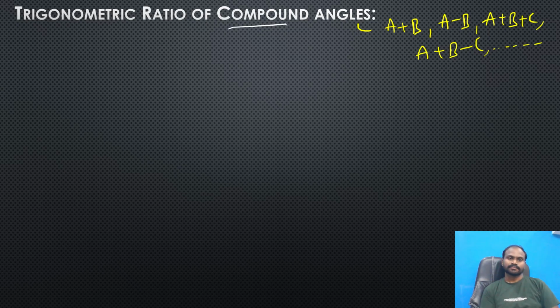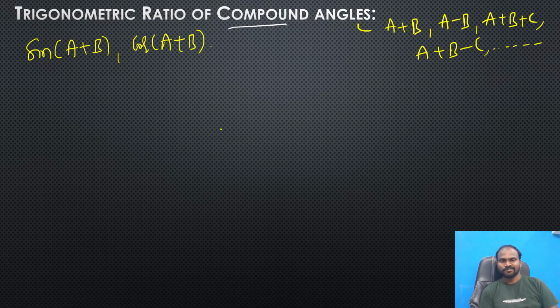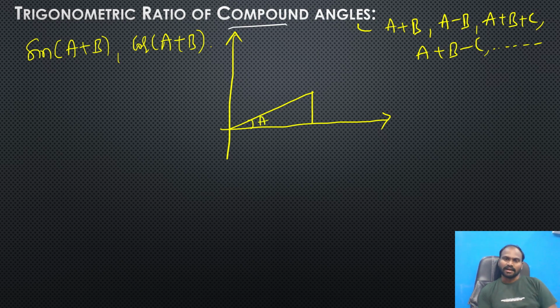Now, to discuss trigonometric ratios of compound angles means what? Sine of A plus B or cos of A plus B, something like this. So now what I will do is I'll try to take a rough figure. Let us consider one right angle triangle with angle A, and on this hypotenuse I will consider one more right angle triangle, something like this, with the angle B.